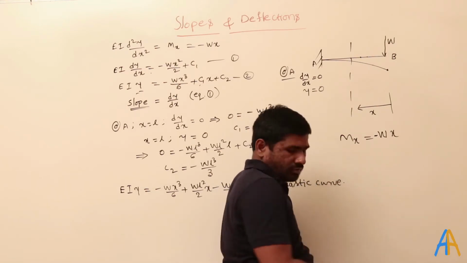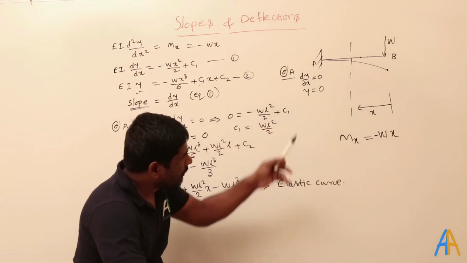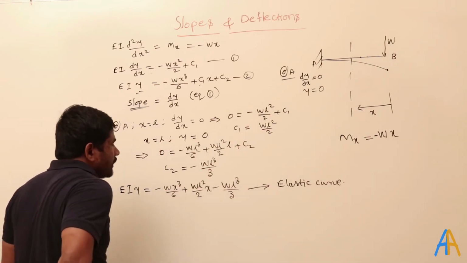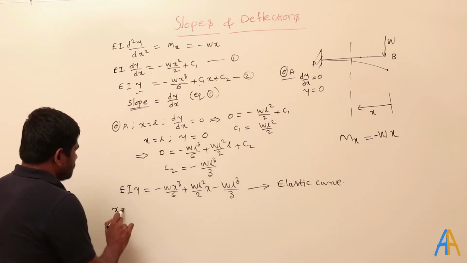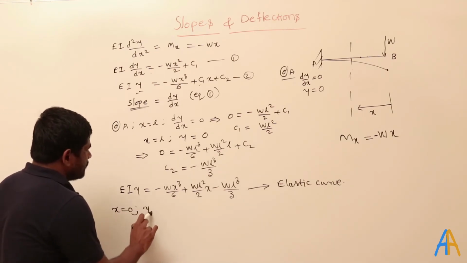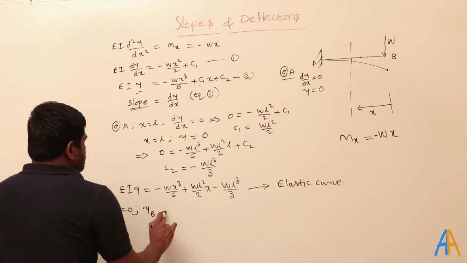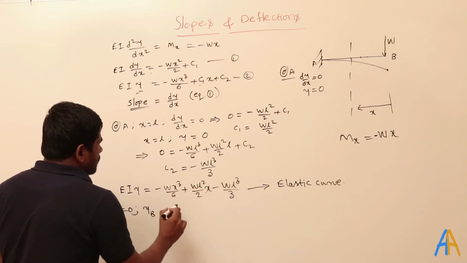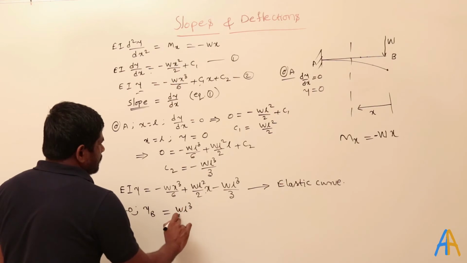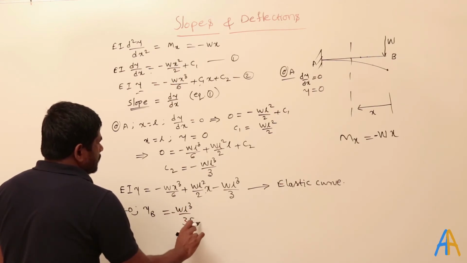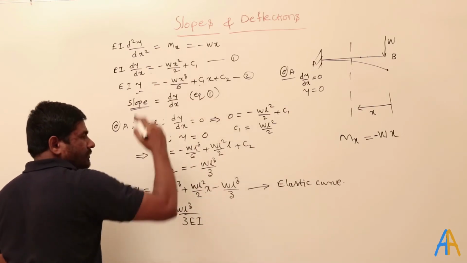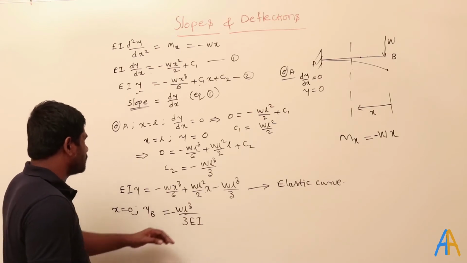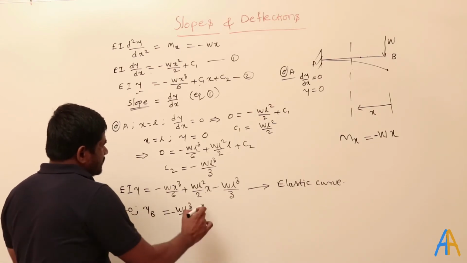And here, if I want to find the maximum deflection from the diagram, the maximum deflection is happening at the end. So if I substitute x equal to 0, then we will get YB, the deflection at B. YB equal to, if I substitute x equal to 0, this will become 0, this will become 0. The only thing you are getting is WL cube divided by 3 minus EI. We have chosen y in the upward direction, but the deflection is happening in the downward direction. So you neglect the minus sign and take the magnitude. Okay, this is the deflection.